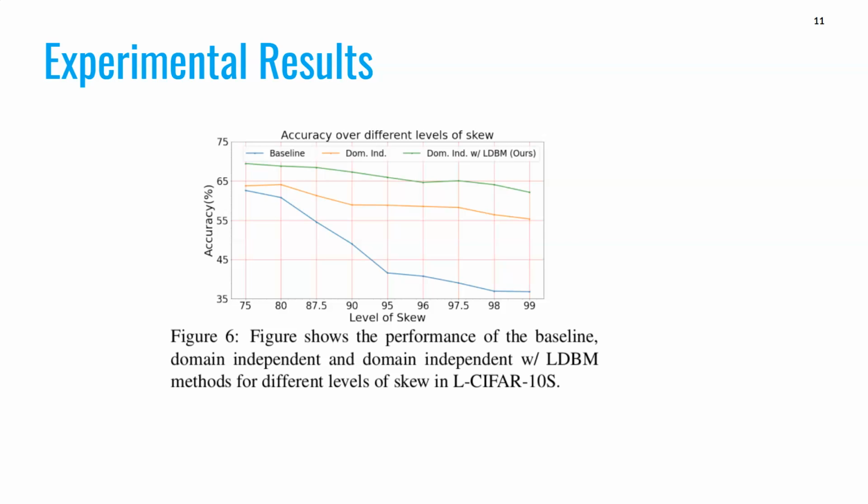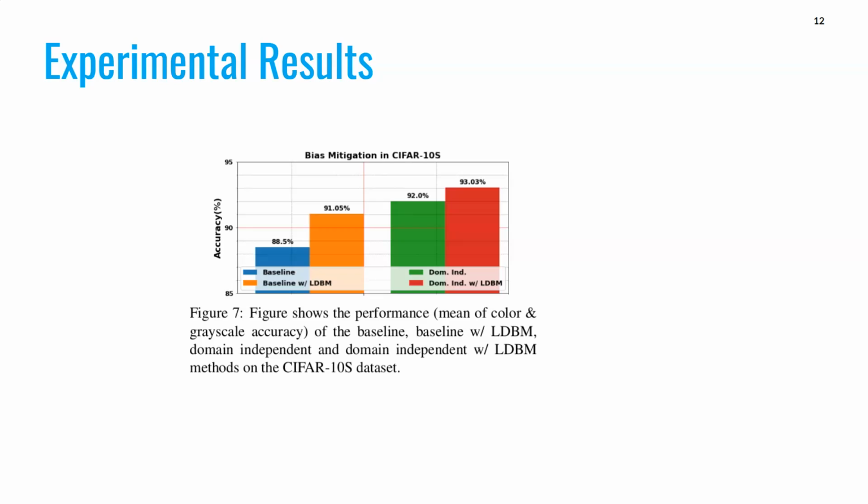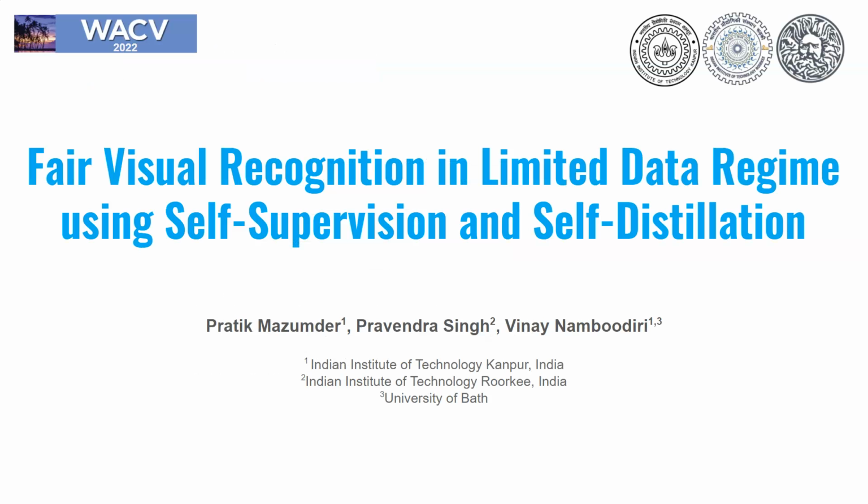We perform experiments over different levels of skew, that is different levels of biases, and we observe that our proposed approach is extremely effective for all levels of bias. We also perform an experiment in which the entire training data is available, and we observe that even in this case, our proposed approach significantly improves the performance of the baseline approach and also significantly improves the performance of the state-of-the-art bias mitigation approach.